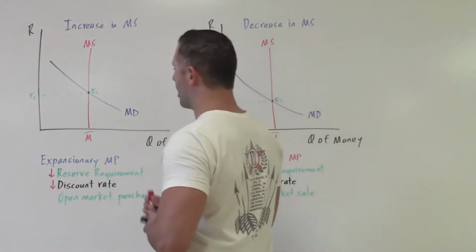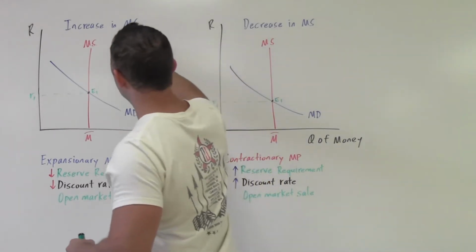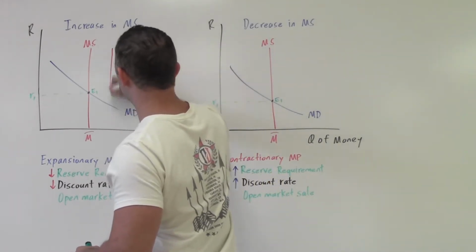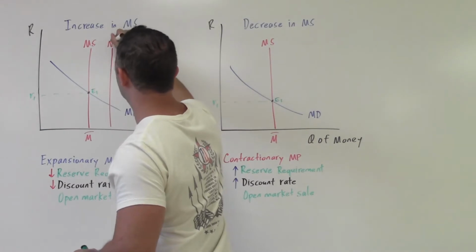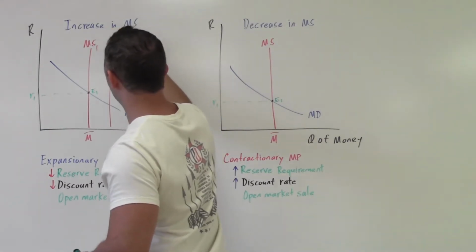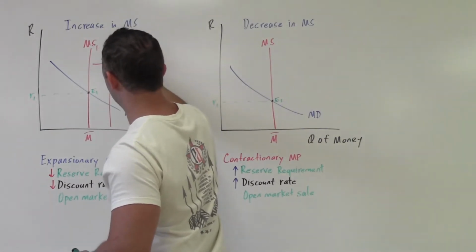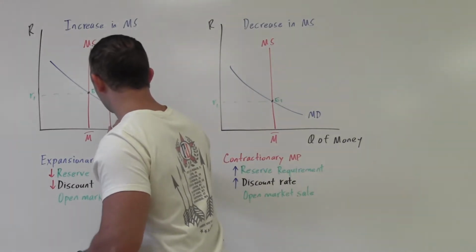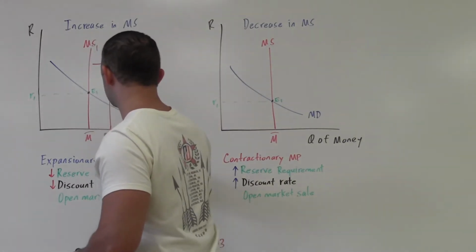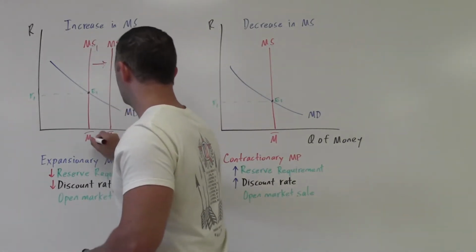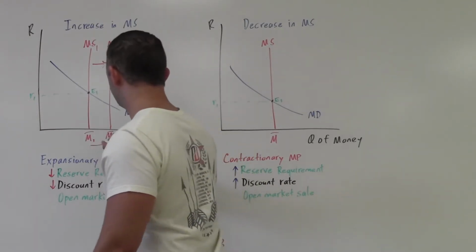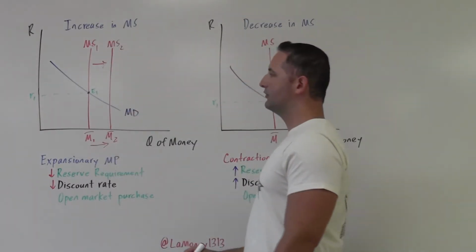So first of all, let's draw it, and then we'll go through what causes it. So it will be where the money supply curve shifts to the right. So increase is still to the right, decrease still to the left. Just because it's vertical, that doesn't change anything. I know I didn't quite touch the axis on each of those, I should have. So we have M1, M2. So we see that it's moved to the right.